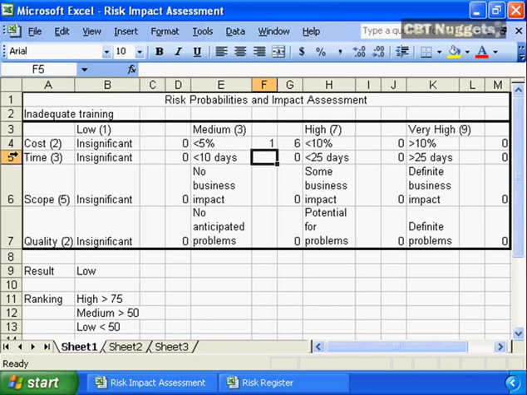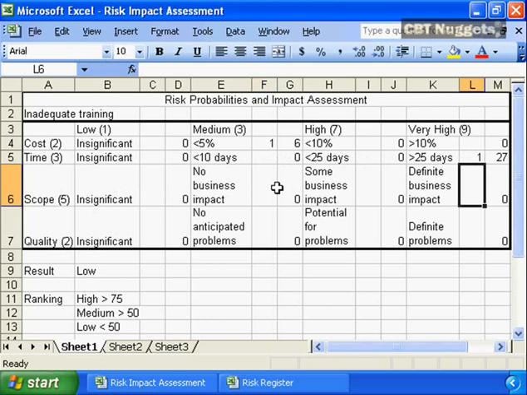Then we look at time. What impact is inadequate training going to have on total project timelines? Insignificant? Absolutely not. Less than 10 days? Less than 25 days? Greater than 25 days. In this case, the impact is going to be greater than 25 days. We have the additional 5 days of training times the number of team members we have on our team, plus the time lost when they went back to their desk before we realized that we had to bring in additional training. So we put a 1 into that grid.